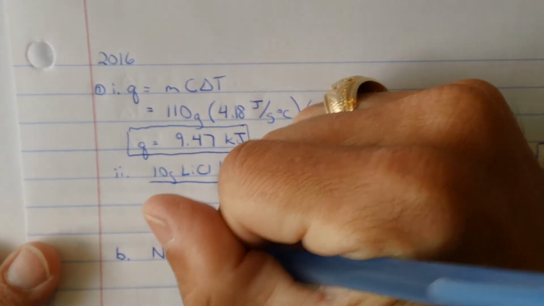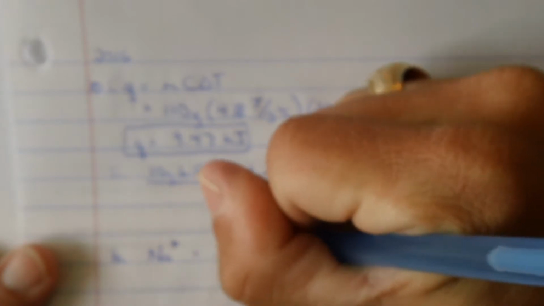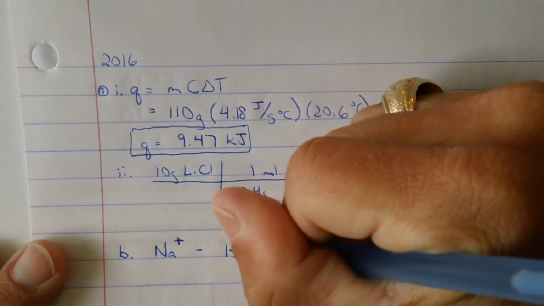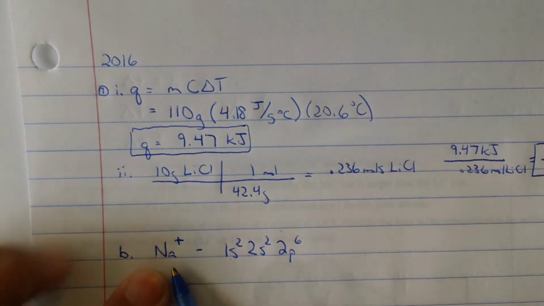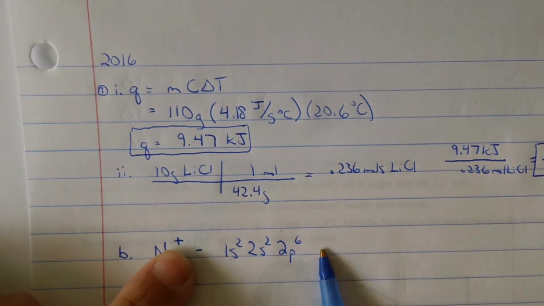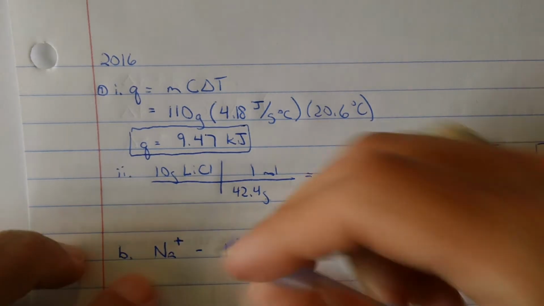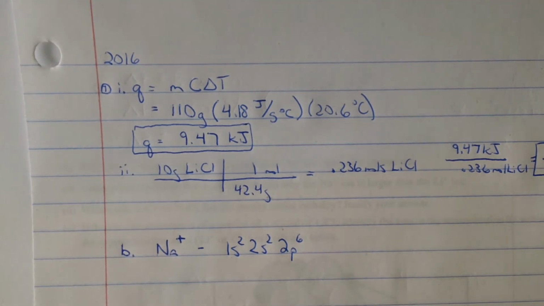And so you peek at the periodic table. This is 1s2, 2s2, 2p6. The element sodium has 11 protons, and so it normally ends with 3s1, except this is the sodium ion, which means it's lost that 3s1 electron to make it like a noble gas. That's it. That's our electron configuration there for the sodium ion.